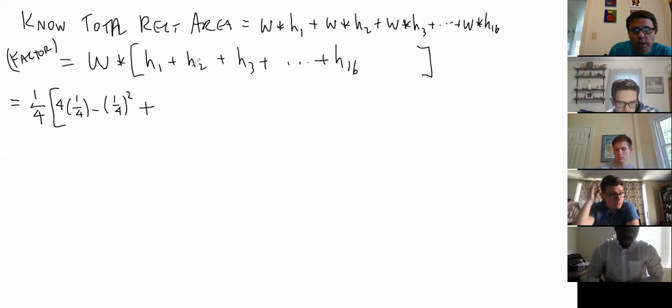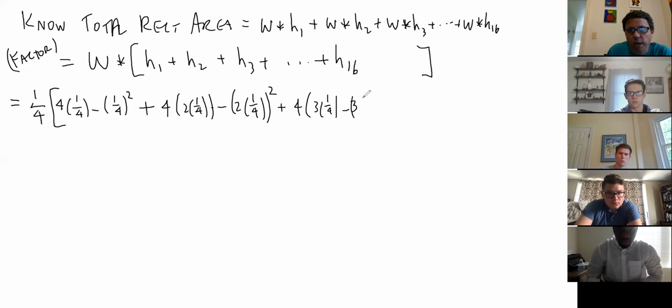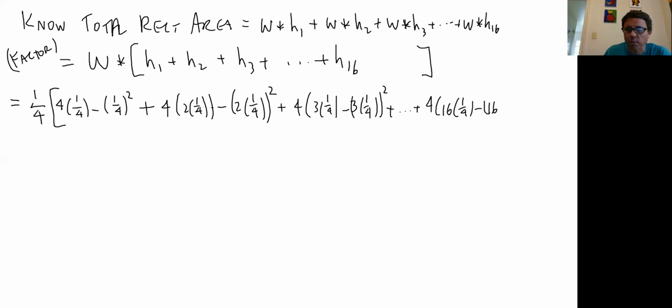Height 2, copying that from the previous slide, is 4 times 2 copies of a quarter minus 2 copies of a quarter squared. So that's height 2. Those two things put together. Try to write this down a couple more. 4, I got 3 copies of a quarter minus 3 copies of a quarter squared. And then the last one is 4 times 16 copies of a quarter minus 16 copies of a quarter squared.